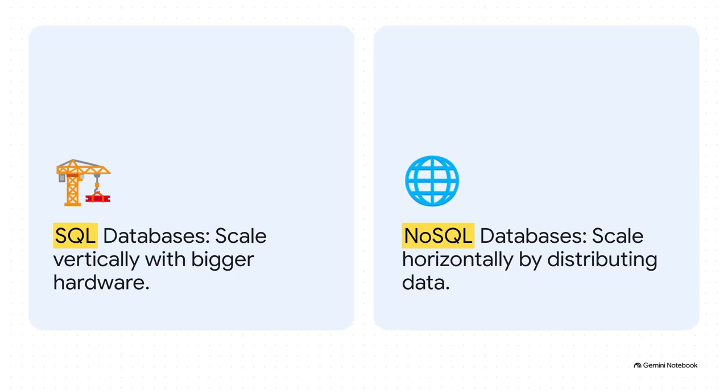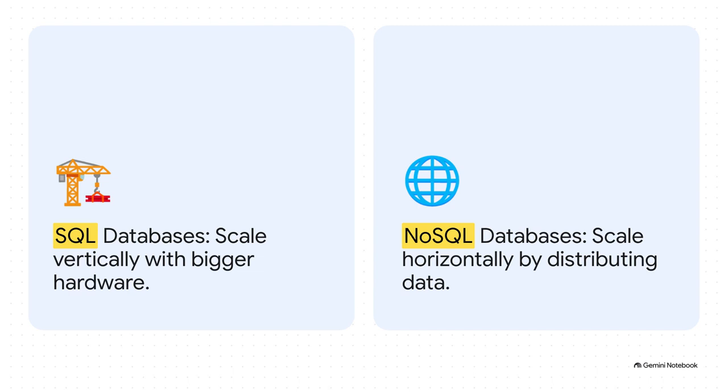Everything we've talked about so far works beautifully for a normal, everyday website. But what happens when your store goes completely viral and suddenly a single server just cannot handle the millions of queries hitting it every second? When a single machine hits its limit, you have to scale. Historically, relational SQL databases scale vertically. That basically means you just throw money at the problem. You buy a bigger, more expensive server with more CPU, more RAM, and more storage. But eventually, you hit a physical ceiling.